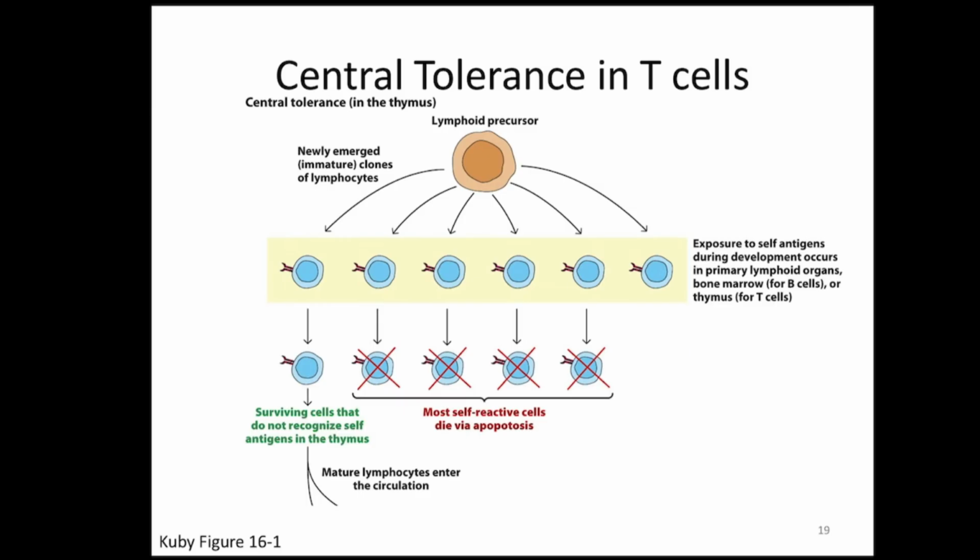And so you could imagine you might have a B cell that responds to, say, myelin in the brain. That B cell is not going to see myelin in the brain in the bone marrow. It's not going to get tested. It's not going to get deleted. And so it's going to be an autoreactive B cell that's going to leave the bone marrow. And we said, thank goodness for peripheral tolerance.